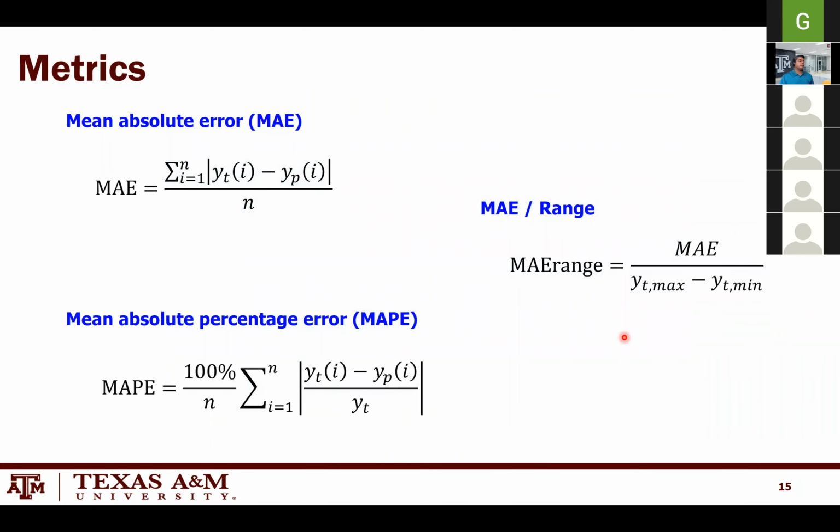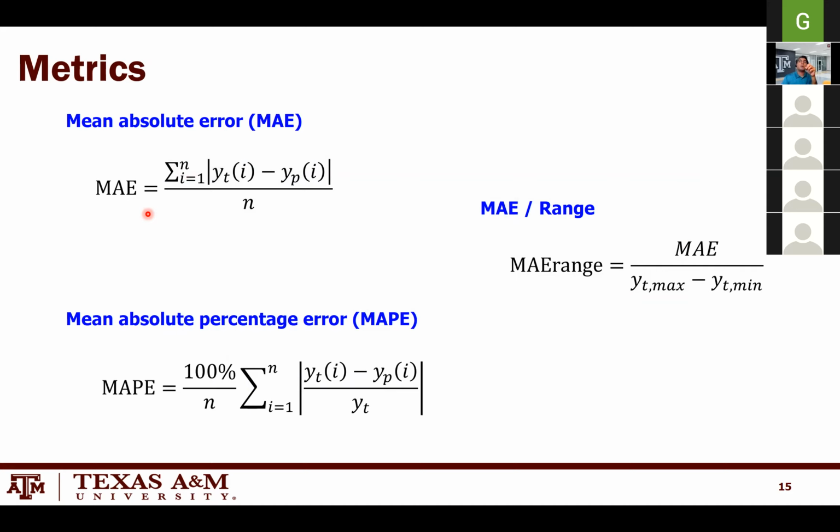Once we predict, we have to figure out what's the right metric to evaluate the predictive power of your model. A lot of people use MAE, mean absolute error, but mean absolute error has a problem.